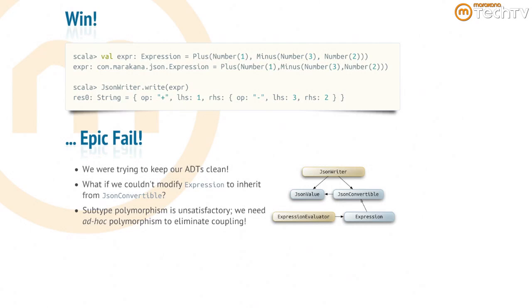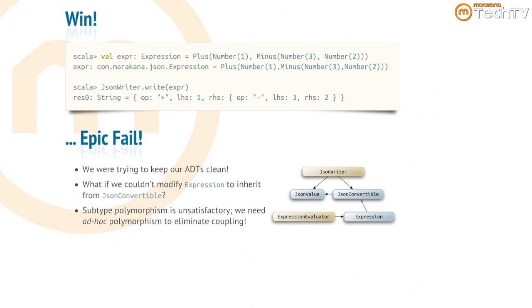But furthermore, what if Expression were some sort of third-party library, something that we can't edit, we can't commit to, and therefore we couldn't modify Expression to inherit from JsonConvertible if we want to be able to serialize these things to JSON. So the approach just completely fails here. This approach of subtyping, subtype polymorphism, which again is just Expression being a subtype of JsonConvertible, is not going to work for us.